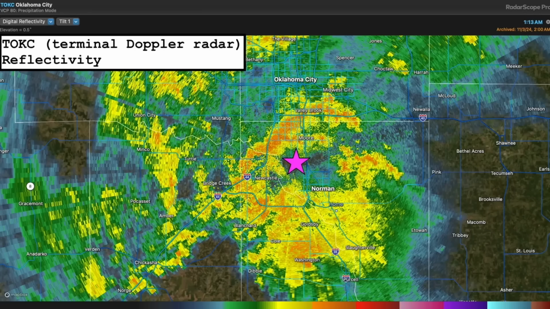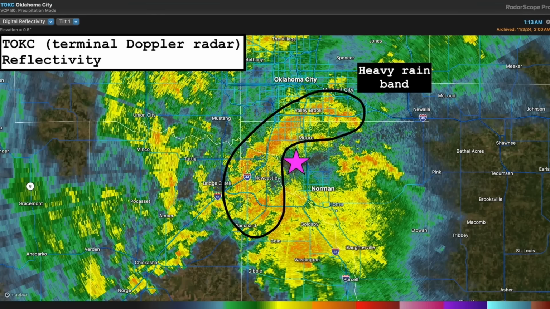In this example from the TOKC terminal Doppler radar in Oklahoma City, located at the Pink Star, the beam was shooting through very heavy rain to the radar's immediate west. The storm farther to the west was of equal intensity to the band of heavy precipitation, but notice how reflectivity within the storm was significantly lower than that of the band. This is a product of attenuation as the beam traveled through the initial heavy rain band.